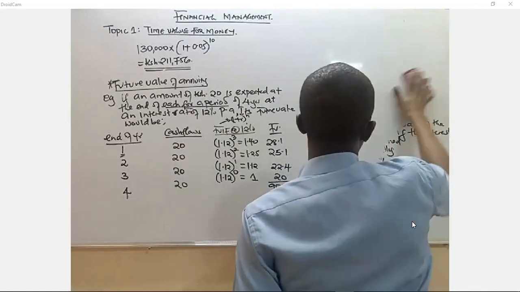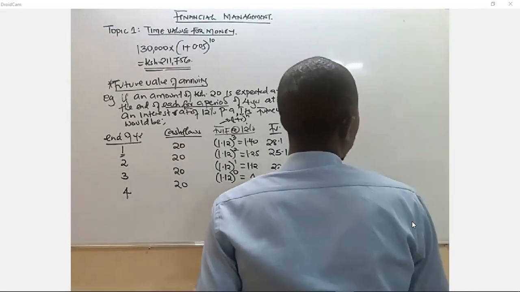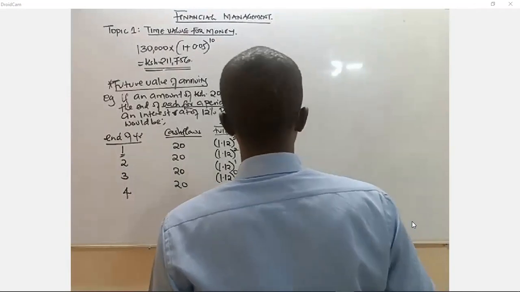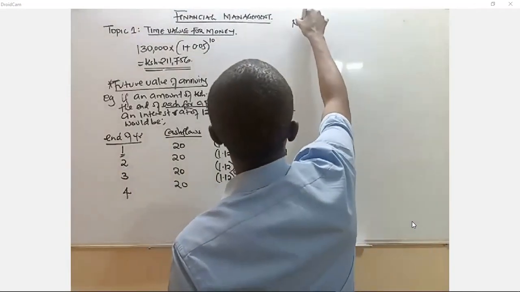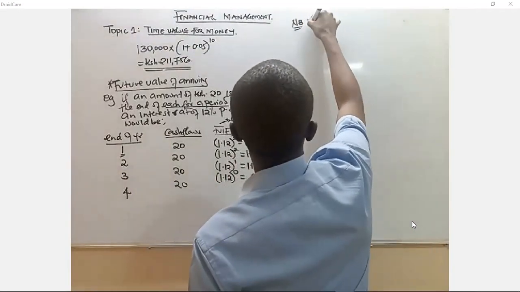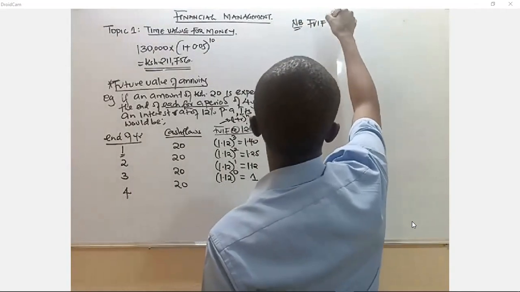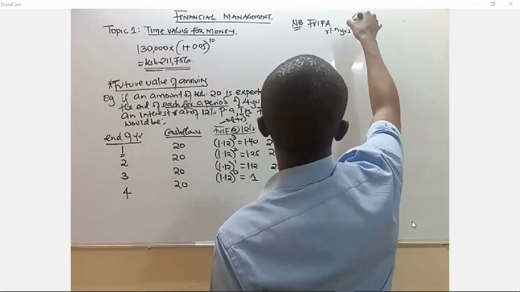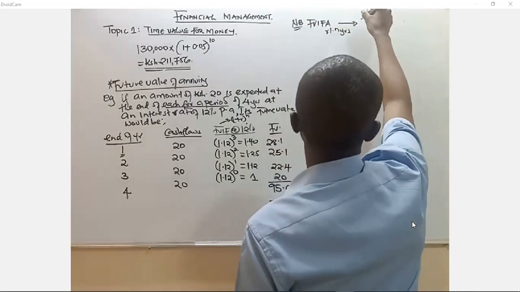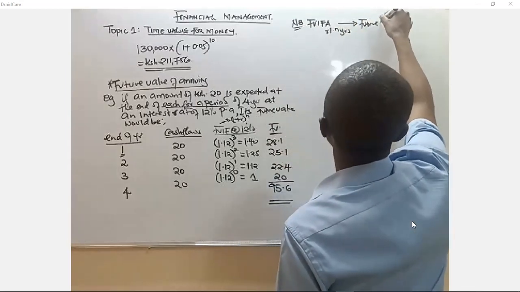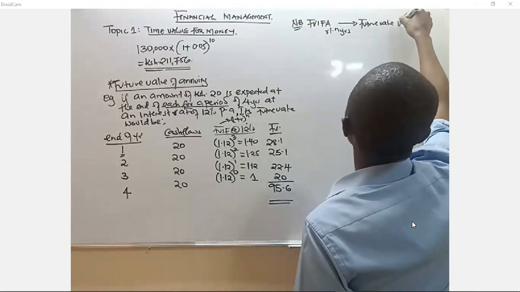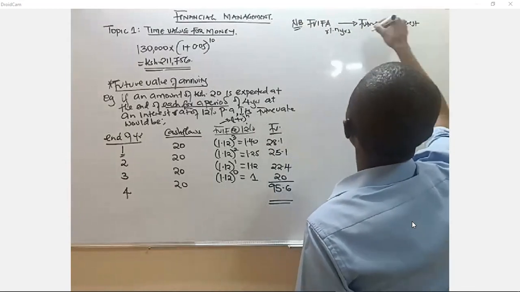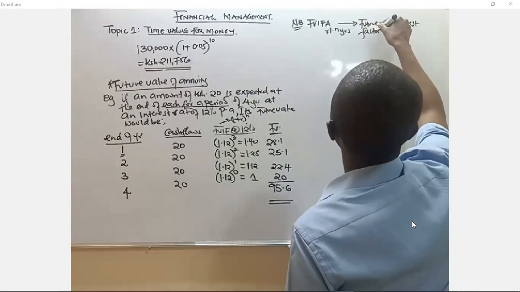Right? Now, kuja hapa nakwambia hivi. NB. The future value interest factor, r percent n years. Hii inaitwa nini? Nakuja hapa nakwambia inaitwa the future value interest factor annuity.